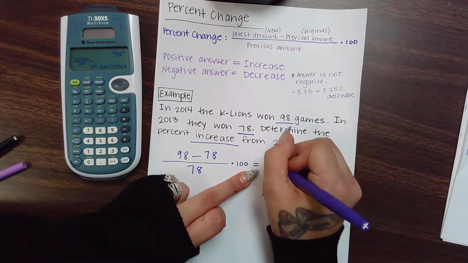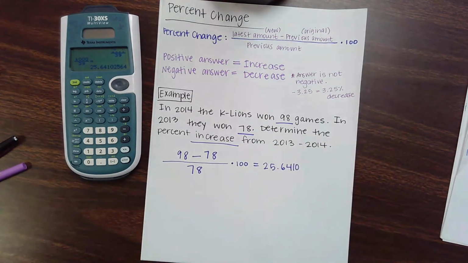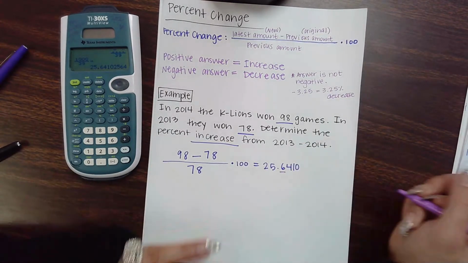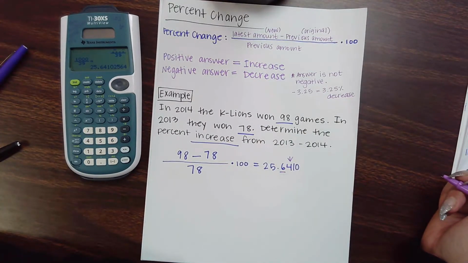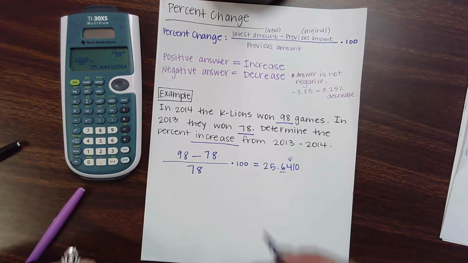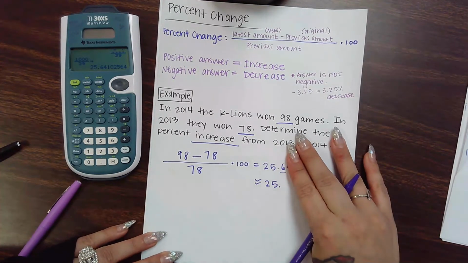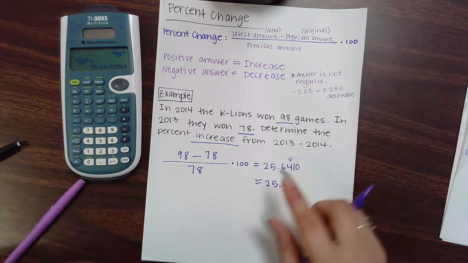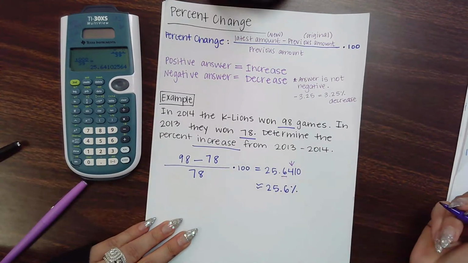What I end up getting is 25.6410. You just need a few numbers. Say it told me to round to the tenth place. First number after the decimal is the tenth place. I look at the one right next to it. 4 is less than 5. That means stay. So I have 25.6, the 6 stays, and everything else falls off. Okay. Now this is a what? This is a percent change, so I need to add a percent symbol.